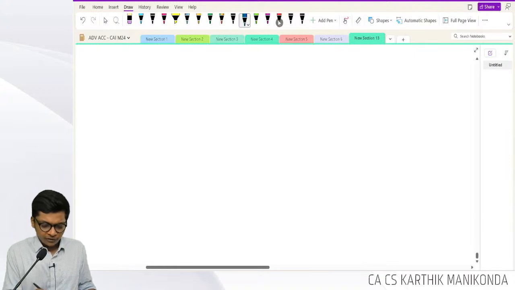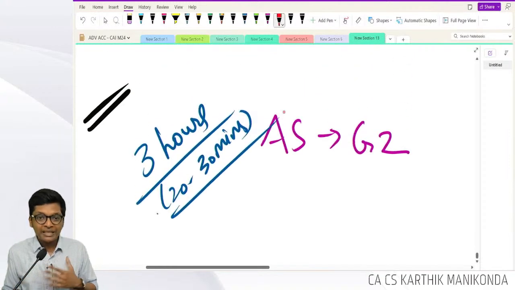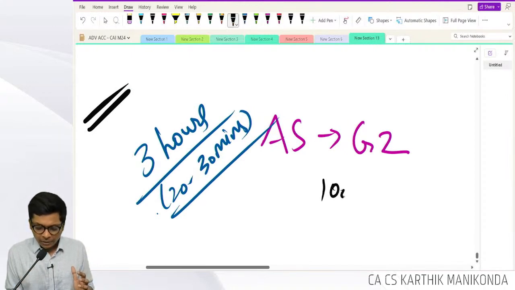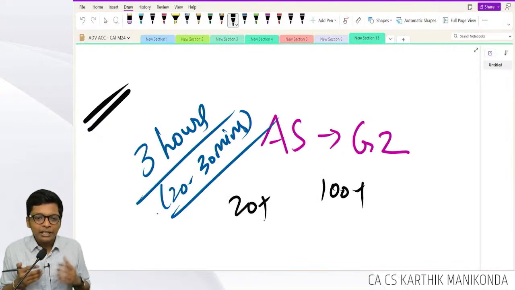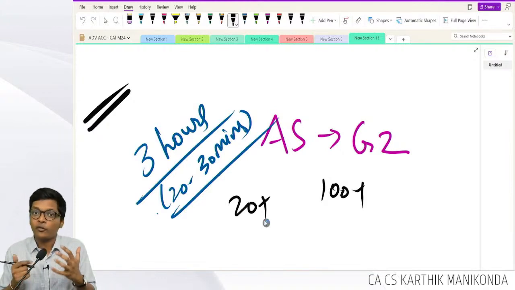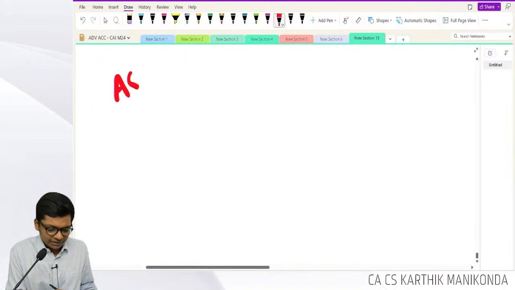Okay. So first, I'll just go in the same order, and this is purely going to be exam oriented. An accounting standard can have 100 plus concepts or 20 plus concepts, but I'm going to focus only on those concepts which have been tested multiple times in the past and are very, very important for the exam. So let's start off quickly with each standard.